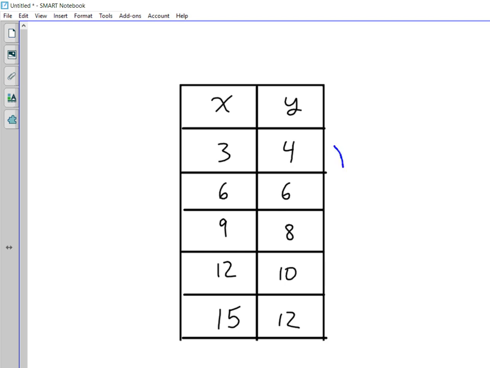So, why change it? Up 2, right? Still up 2. Up 2. Okay, so this is the change in the Y. What symbol do we use to say change in? Yeah, what does it look like? Looks like a little triangle, right? Delta Y right there. Okay?